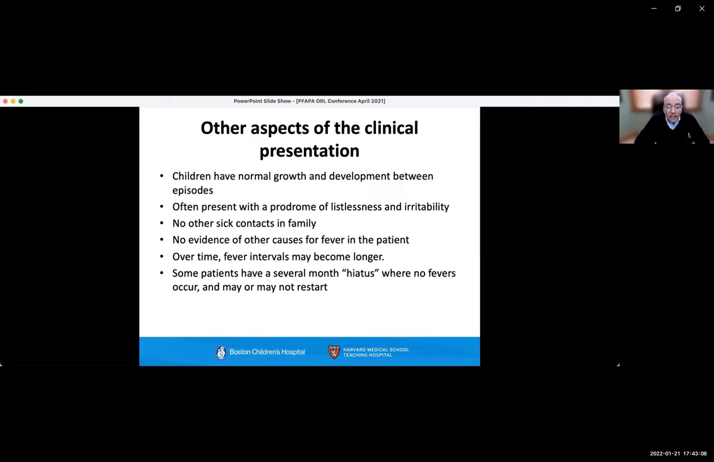Over time, typically years, the fever intervals may become longer, and some patients may have a several-month hiatus or break where there are no fevers occurring, and this may or may not indicate the beginning of a brief respite, or where it won't occur again.